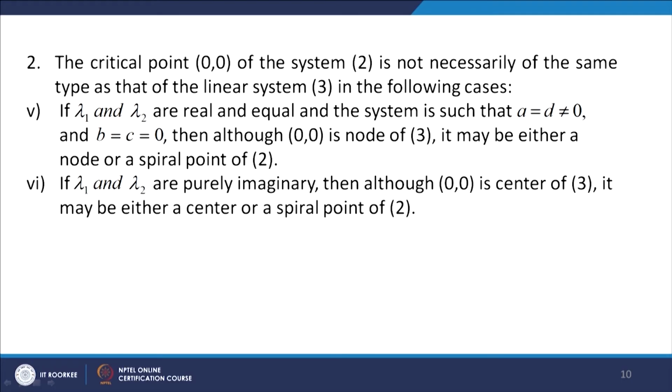If lambda 1 and lambda 2 are real and equal, and the system is such that A equal to D not equal to 0 and B equal to C equal to 0, then although 0 0 is a node of 3, it may be either a node or a spiral point of the nonlinear system. If lambda 1 and lambda 2 are purely imaginary, then although 0 0 is a center of 3, it may be either a center or a spiral point of the nonlinear system.